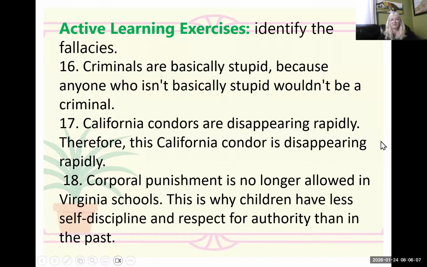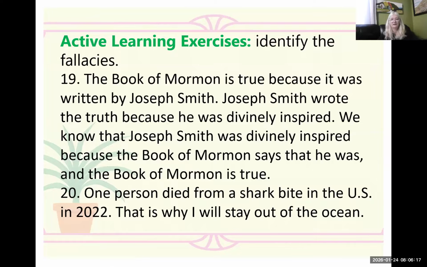18, corporal punishment is no longer allowed in Virginia schools. This is why children have less self-discipline and respect for authority than in the past. 19, the Book of Mormon is true because it was written by Joseph Smith. Joseph Smith wrote the truth because he was divinely inspired. We know he was divinely inspired because the Book of Mormon says that he was, and the Book of Mormon is true. 20, one person died from a shark bite in the US in 2022. That is why I will stay out of the ocean.